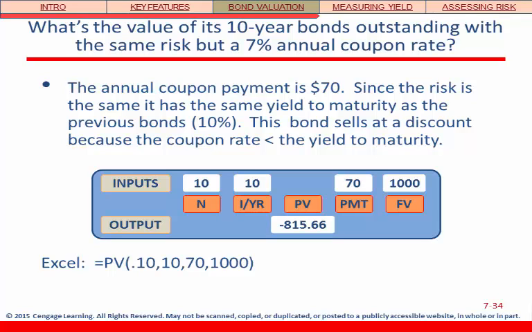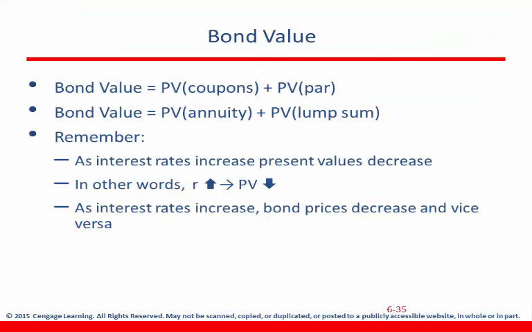So, what you've just seen here is that if you lower the coupon payment, you're going to lower the price. Makes sense, right? This bond's paying me less, I'm going to pay less for it. And if you raise the coupon payment, then you're going to raise the price. So this brings us to some overall stuff about bond value.